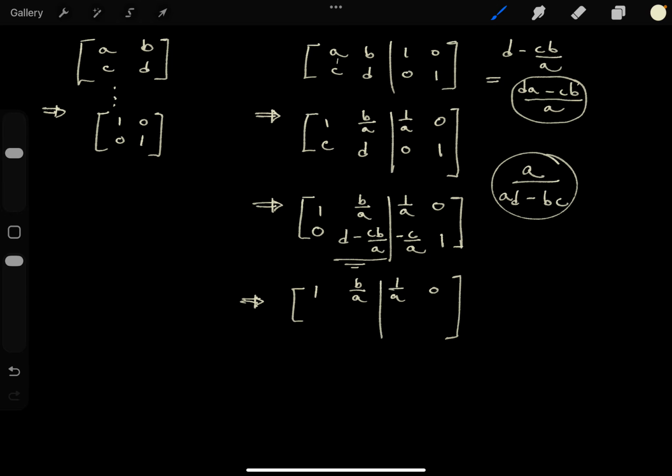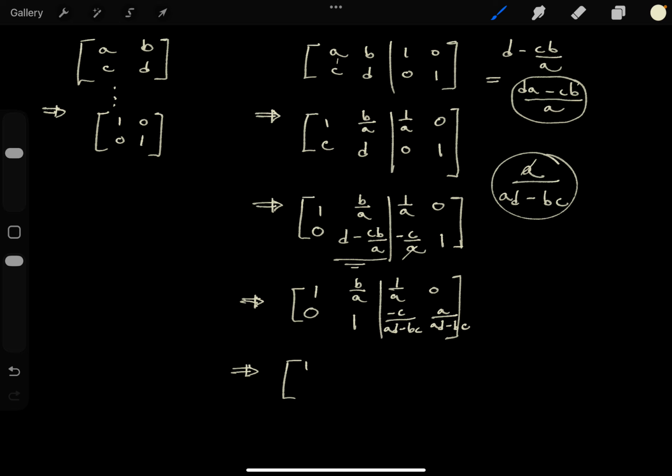When I multiply this row by that, this stays 0. And then I'm going to get 1 here because I multiplied by the reciprocal. And then this A cancels with this A, so I'm just left with negative C over AD minus BC. And over here, I'm going to have A over AD minus BC. And the only thing now I need to do is get rid of this, to make it 0. So the way I do that is I multiply the second row by negative B over A.